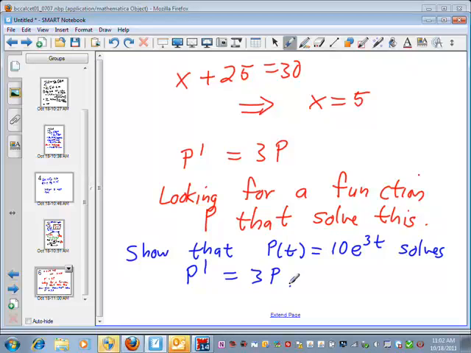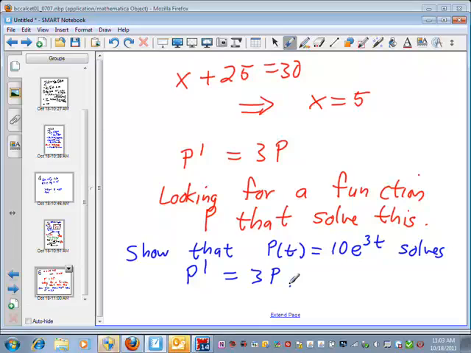All we're saying is that if we took the derivative of this and then multiplied 3 times this, what's the relationship between the two? They're equal. I want you to show that they're equal, that the derivative of this and 3 times this are the same thing. That's what made 5 solve x plus 25. When you plug in 5 for x, add it to 25, you get 30. If I took the derivative of p, I should get 3 times p. That's what I want you to show me.